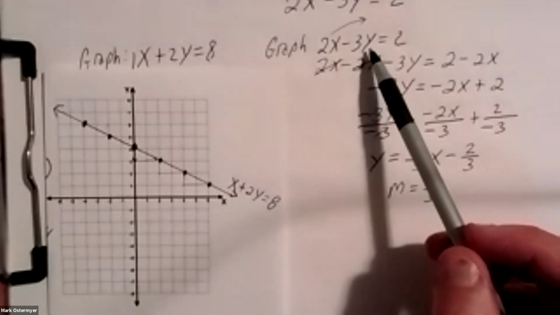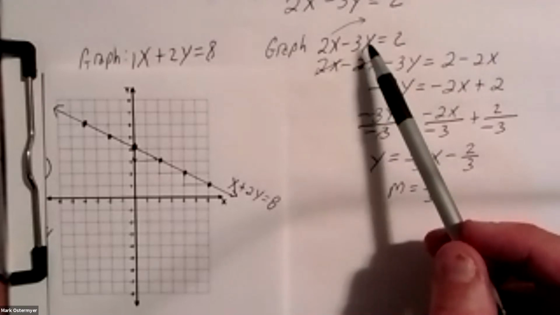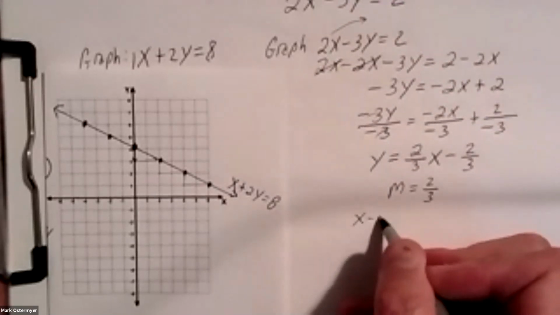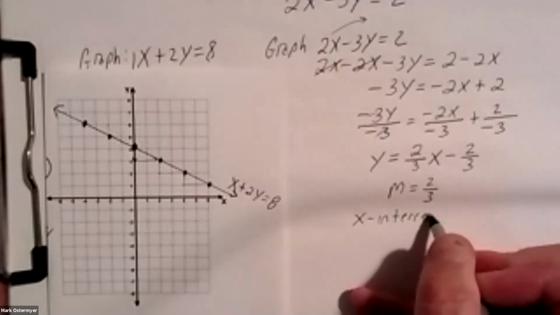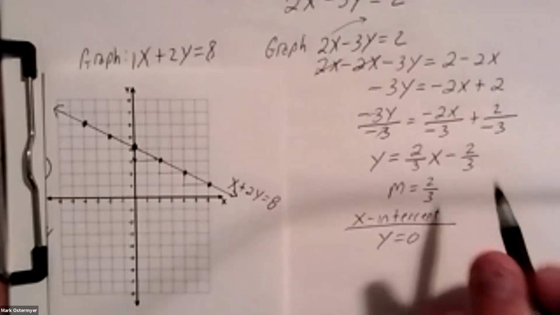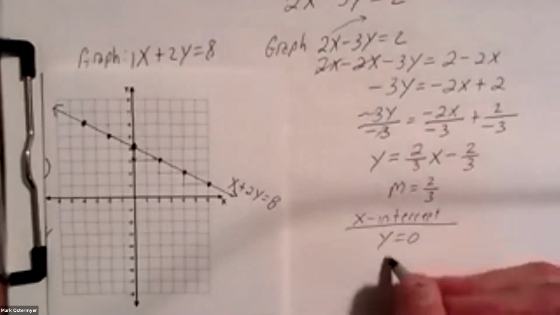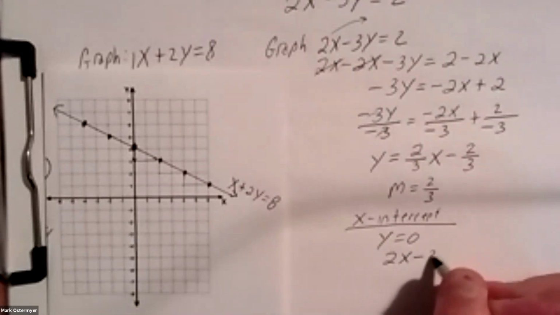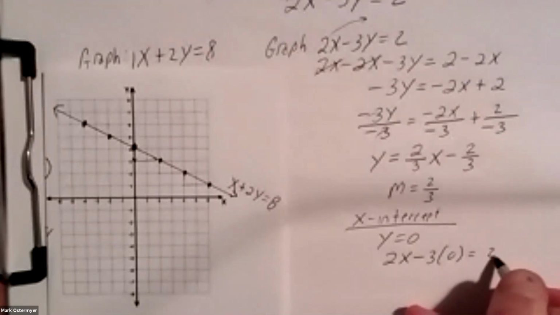Because the y-intercept is really messy to plot, I would be tempted to find the x-intercept here. I could find the x-intercept by letting y be 0. I can see my x-intercept is going to be a nice number. So finding the x-intercept, we set y = 0 and substitute 0 in for the y variable. The equation becomes 2x minus 3 times 0 is equal to 2.